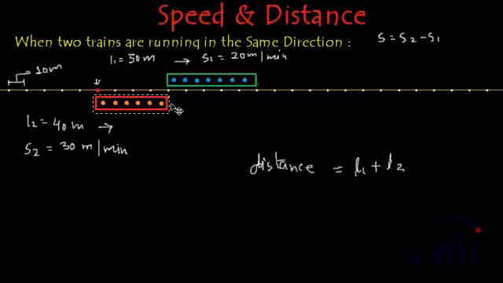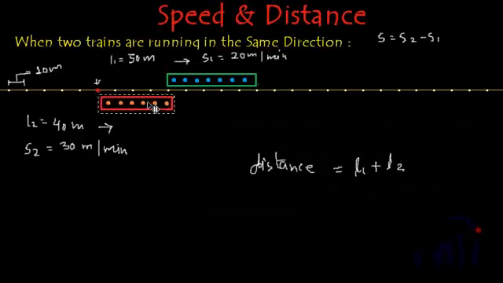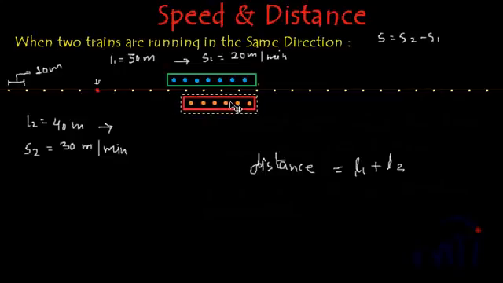In this particular position, this red train has just started to cross the green train. Its front end is in alignment with the rear end of the green train. So this is the first position. And then it reaches here and both their front ends align with each other, right? So in this process, the front end of the red train is actually traveling a distance equal to the length of the green train, right?